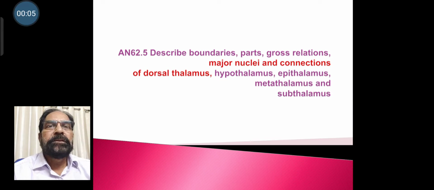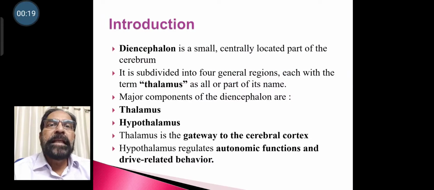So in this video, we will discuss the topic thalamus, its major nuclei and connections of dorsal thalamus. Diencephalon is a small centrally located part of the cerebrum. It is subdivided into 4 general regions, each with the term thalamus as part of its name.